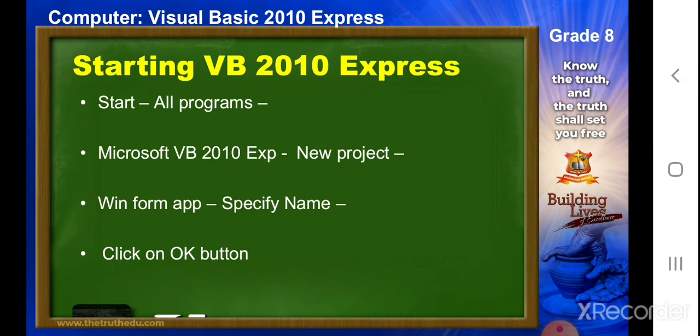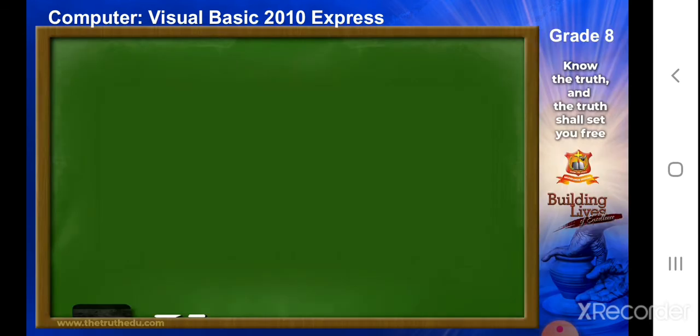Next comes how to start Visual Basic 2010 Express. Now to start Visual Basic, the first thing we have to do is click on Start, All Programs. Then you will find Microsoft Visual Basic 2010 Express. You click on it, the application opens, then you click on New Project, Windows Forms Application, and then you specify the name and click on the OK button. Once you do it, you would find your Visual Basic Express getting ready for use.